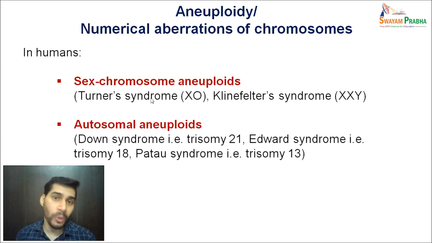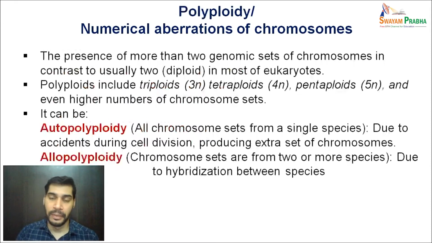Now depending on whether this aneuploidy is with respect to the sex chromosomes or autosomes, there can be sex chromosomal aneuploids or autosomal aneuploids. The famous examples you must have read in your books are Turner's syndrome, which is represented by the XO condition, and Klinefelter syndrome, which is XXY. So there is a Klinefelter male, there is a Turner's female. Both are sex chromosome aneuploids. Whereas autosomal aneuploids are there. The famous examples include Down syndrome, which is trisomy 21, Edwards syndrome, which is trisomy 18, Patau syndrome, which is trisomy 13, and so on.